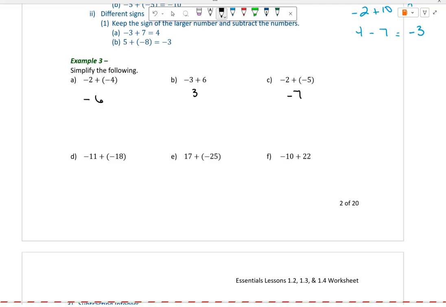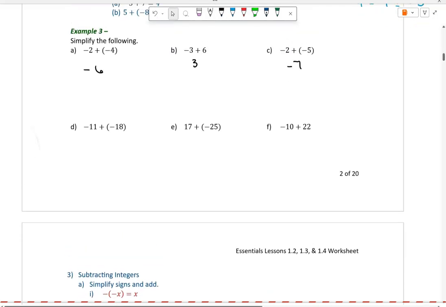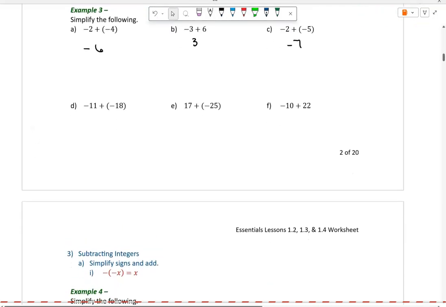How about, what looks good here? How about F? That one looks nice. Positive or negative? Positive. Because 22 minus 10 gives us a 12. Are we okay with that?